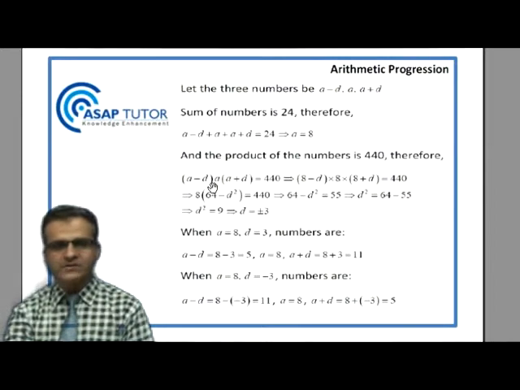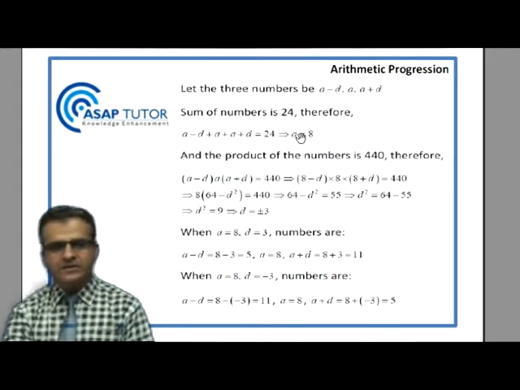Now the product of the numbers is 440, so A minus D into A, into A plus D is equal to 440. Substituting this value of A as 8, 8 minus D into 8 plus D is 440, and solving it, 8 minus D into 8 plus D is 64 minus D square, A square minus B square form. So bringing this 64 to the right hand side and solving it, we get D square is equal to 9, it means D is equal to plus minus 3.